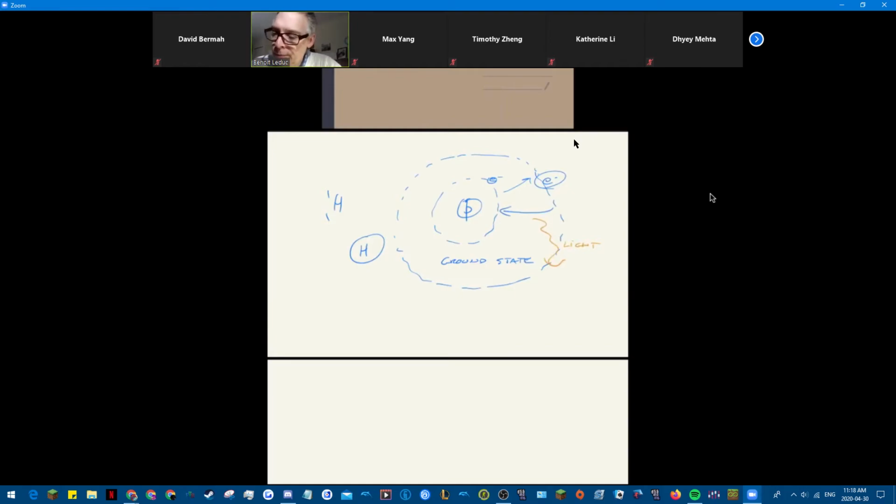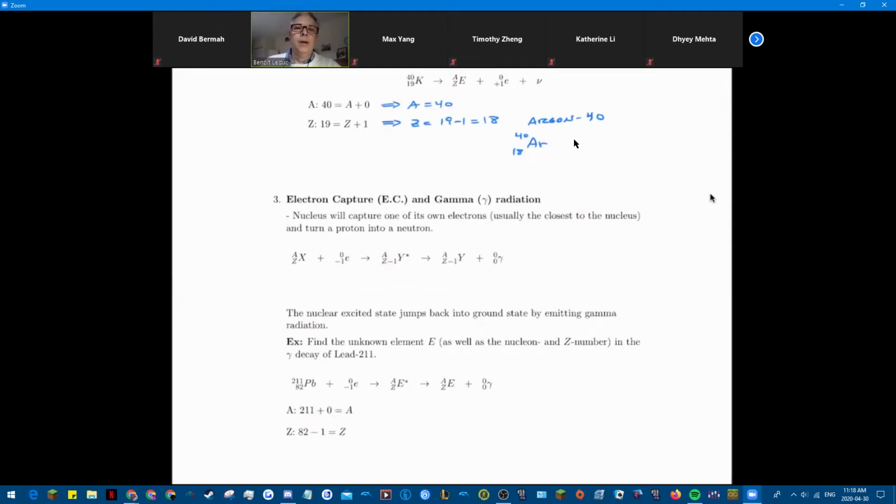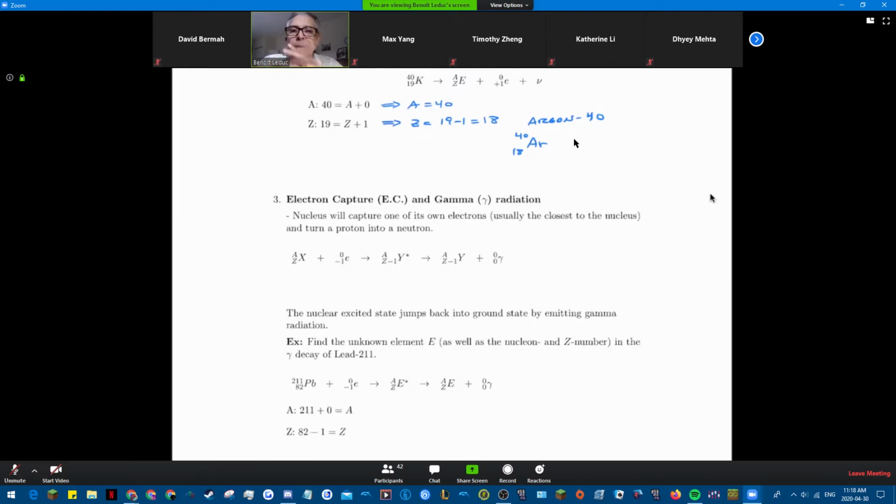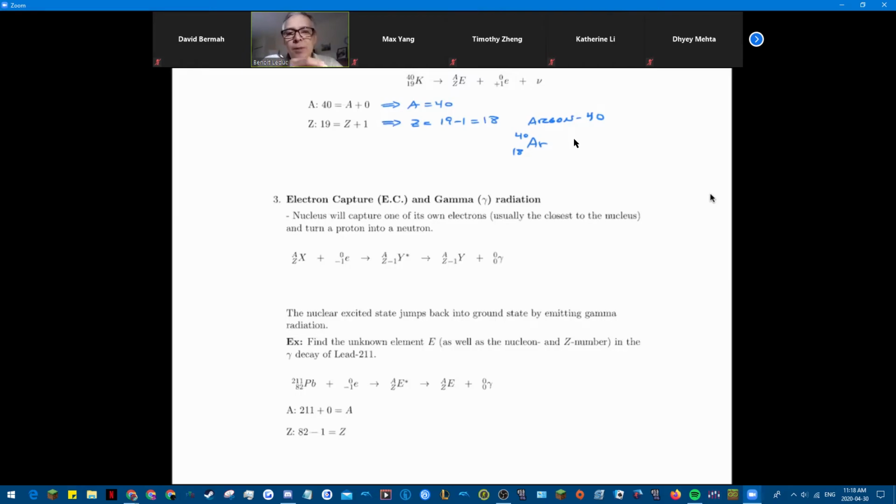Okay, so in the nucleus, there are also ground states and excited states. There are also nuclear orbitals in the nucleus. So what happens is sometimes the nucleus will gobble up one of its own electrons, the electron closest to the nucleus, and combine this electron with a proton. So you have a negative charge and a positive charge, and they form a neutron.